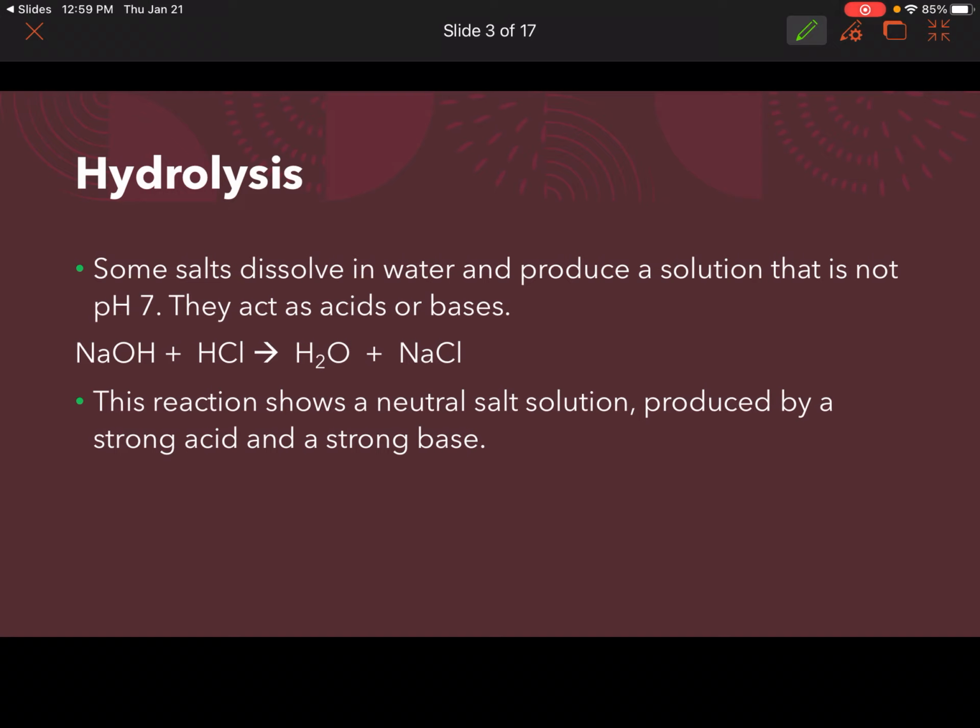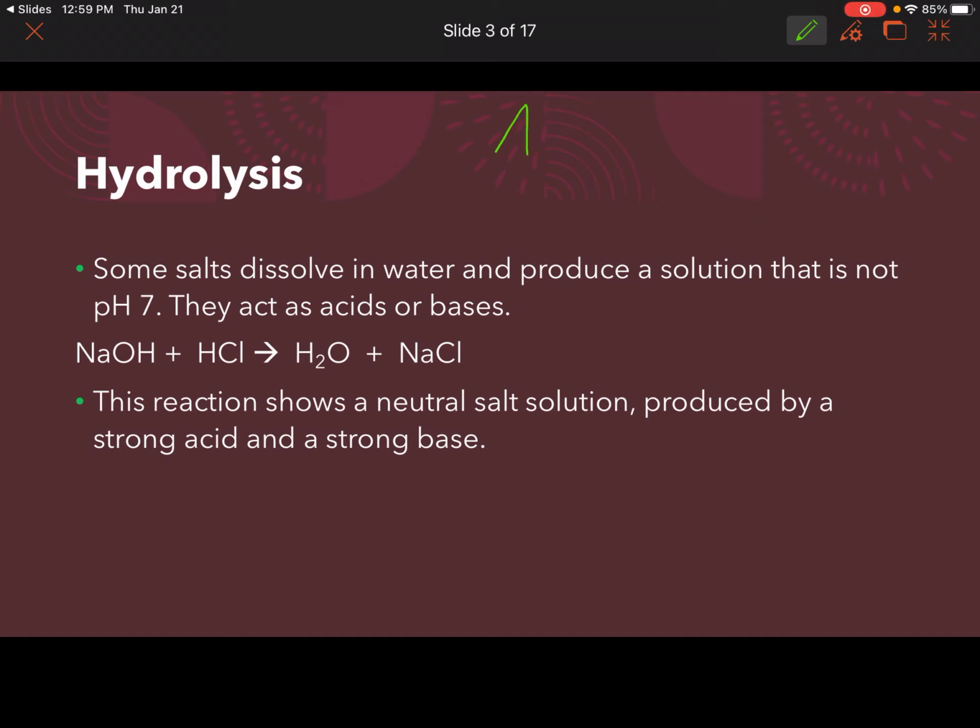Now we have something called hydrolysis. So the process of hydrolysis. So some salts are going to dissolve in water. So when something hydrolyzes, it's going to react with water, okay? So some salts dissolve in water and produce a solution that is not at pH 7. And we wouldn't think that, right?